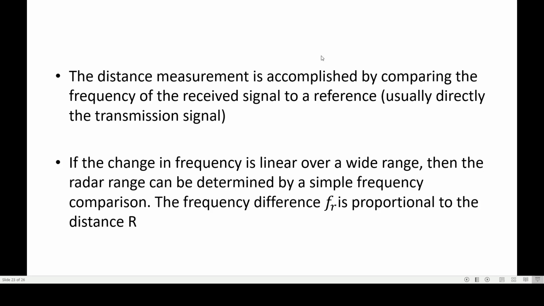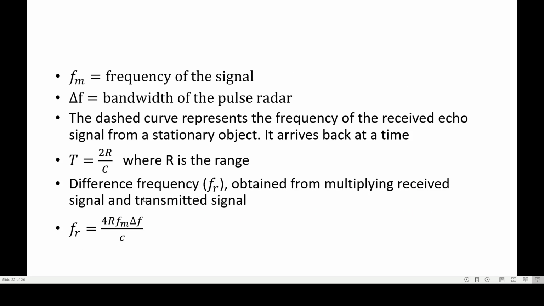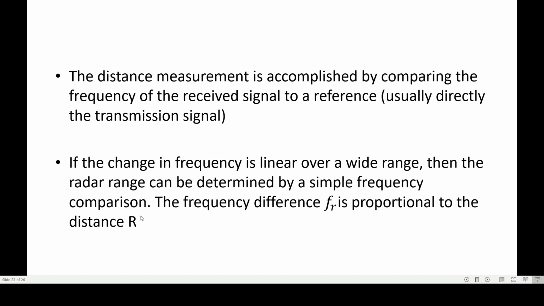Now, see, these points I have already mentioned. The distance measurement is accomplished by comparing the frequency of the received signal to a reference, usually directly the transmission signal. If the change in frequency is linear over a wide range, then the radar range can be determined by a simple frequency comparison. So the frequency Fr is proportional to the distance, which we have already explained, expressed by this equation.